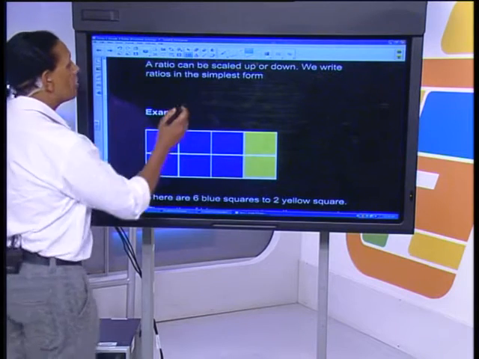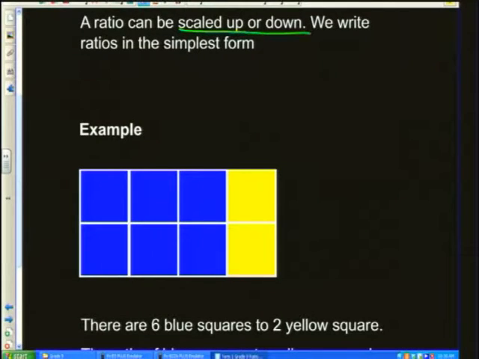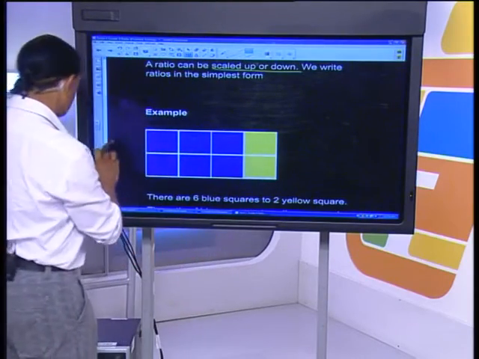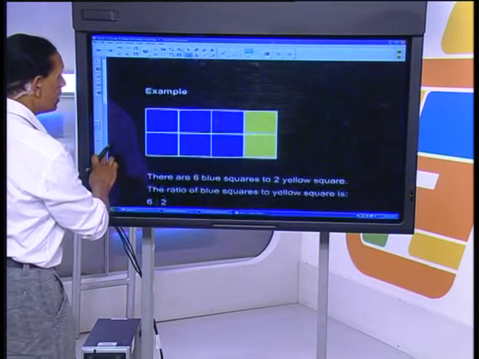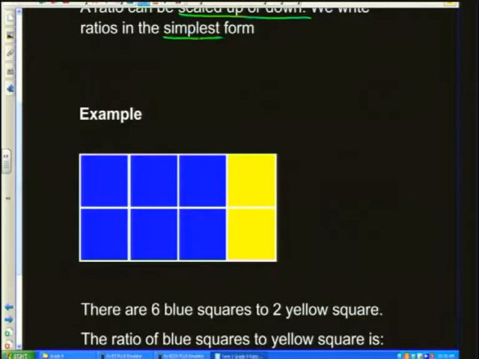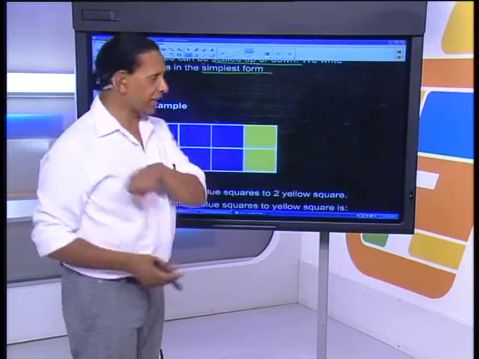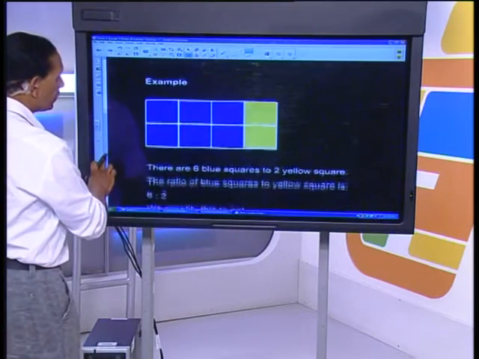A ratio can be scaled up or down. You can increase it or you can decrease it. Very important, as a rule, ratios must always be written in their simplest form. That you must never forget. Let's look at this one, for instance.